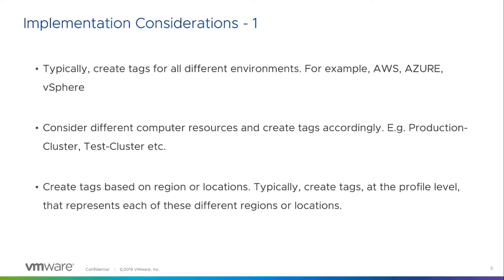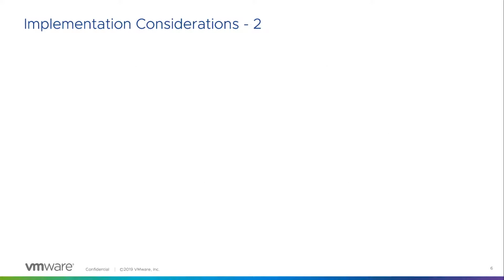Then, based on the locations or regions. This is typically true for AWS, Azure, public clouds, where you have different regions available to you, or in vCenter servers as well, where you have multiple data centers, multiple locations, right? So you should create tags based on this. These are typical guidelines for which you should create tags and differentiate, so that your deployment can decide at runtime where to put those virtual machines.